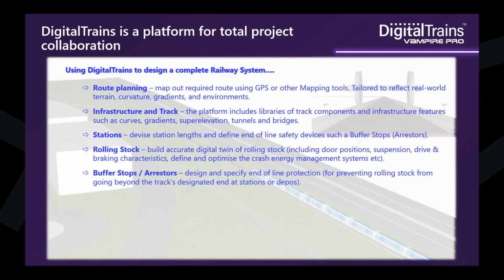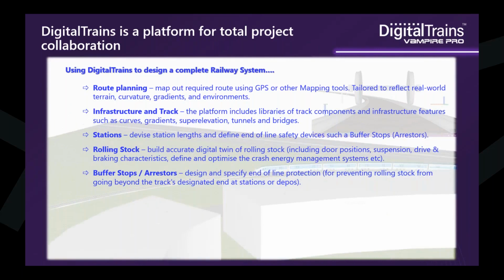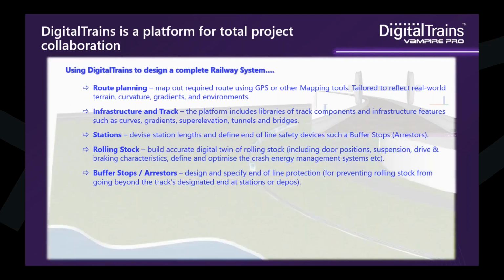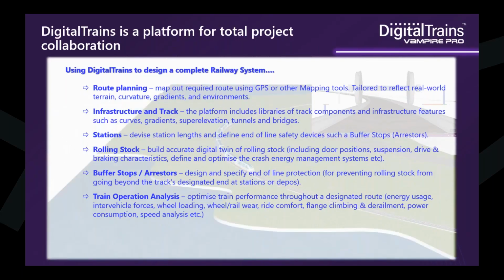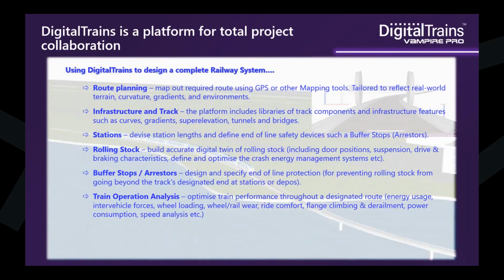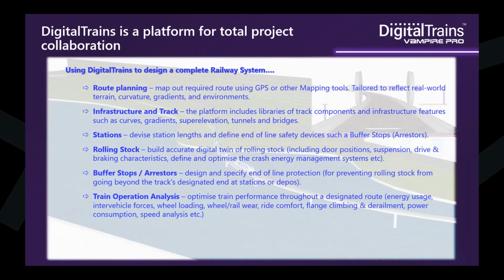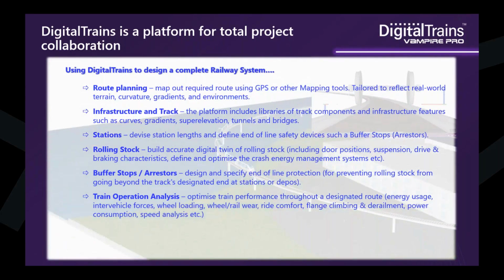We also have buffer stops or arresters, as they're also known. These are the end-of-line protection to safely prevent the rolling stock from overrunning the available track. So these can be fully designed and optimized within digital trains. Train operation analysis. So using the train running module, we can optimize train performance throughout a designated route. And from this, a multitude of data can be extracted from the train running simulations, such as energy usage from the train, wheel to rail wear, ride comfort, power consumption, derailment risks, etc.